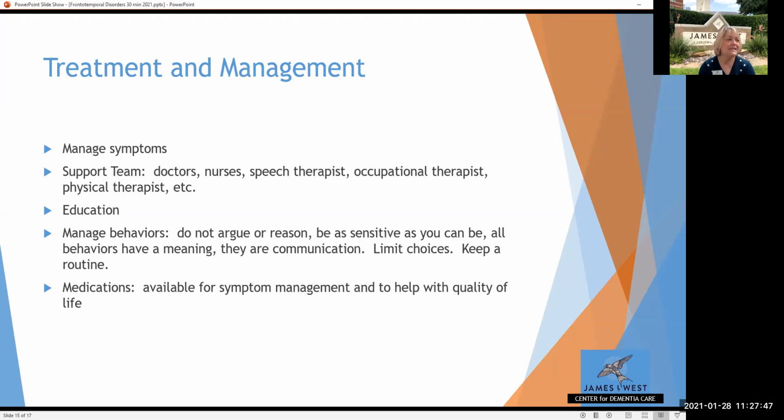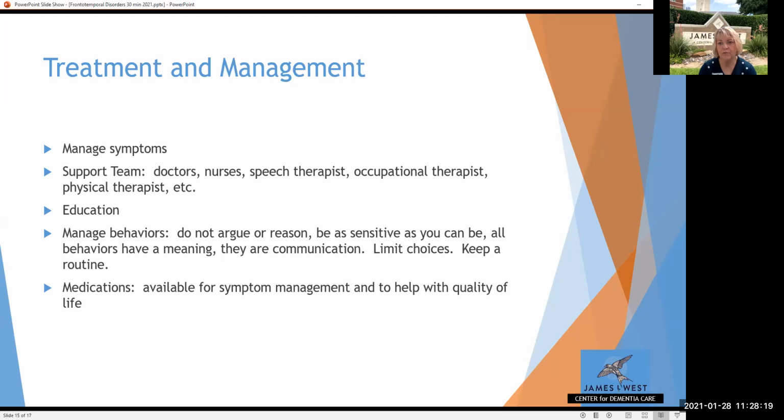You need a support team. You need those doctors, nurses, and then especially with frontotemporal dementia, that therapy team is going to be huge. Speech therapy, occupational therapy, and physical therapy. They're going to go in and out of all three of those throughout the course of this disease. Those therapists know how to tap back into that muscle memory, and they are a huge part of our support team.